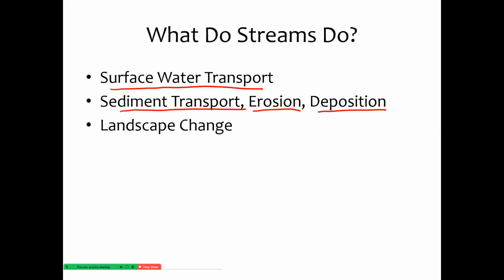They also affect large-scale landscape change. So they are going to create valleys, and they are going to create notches in hills. So we're going to see a little bit about that in here too.